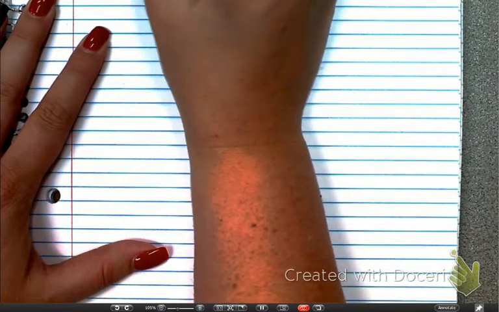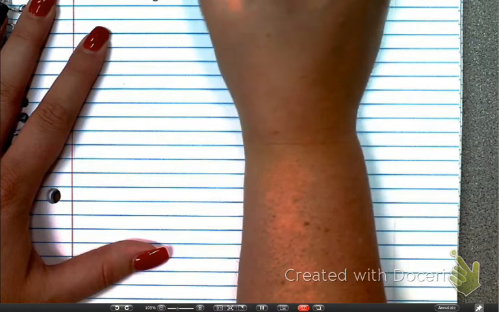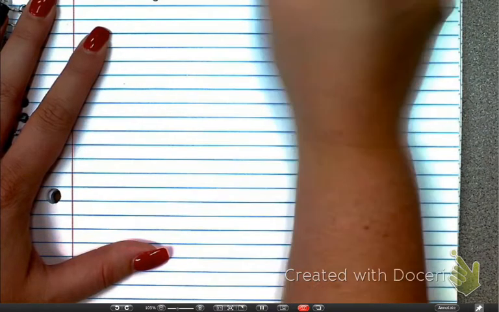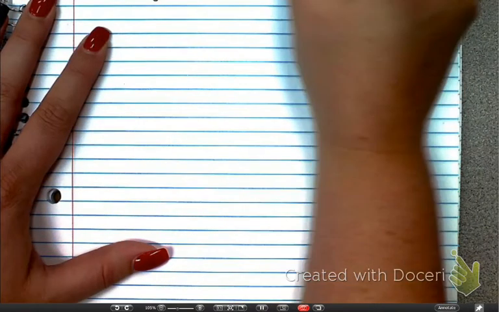So, corresponding parts of similar figures. This is an extension of scale factor and what we've been working on.